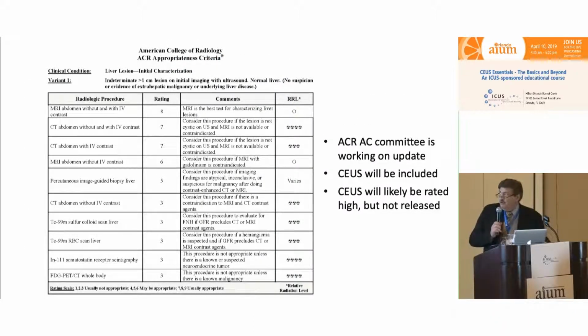So again, here's the appropriateness committee. There are several areas where we would like to have ultrasound contrast put in, including liver and renal, as well as several others. Again, these are in the works and take some time to get done, and then you get a score. The higher the number, the more evidence there is that it works. So in other words, you would want to order the highest number test when you're ordering this.